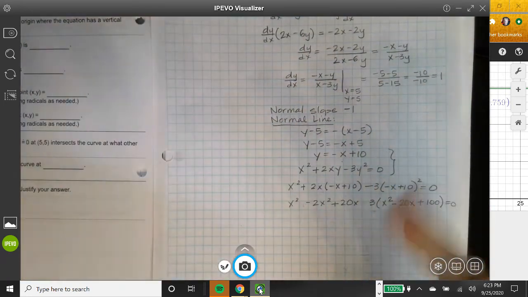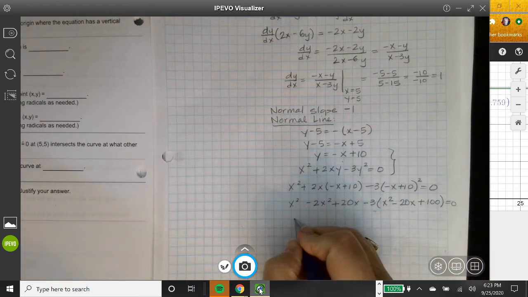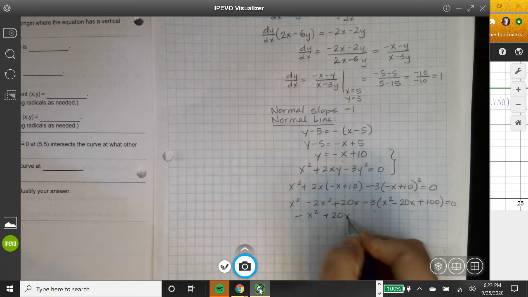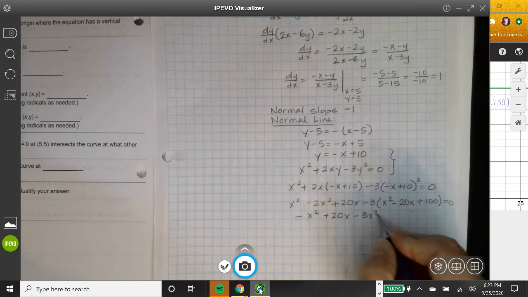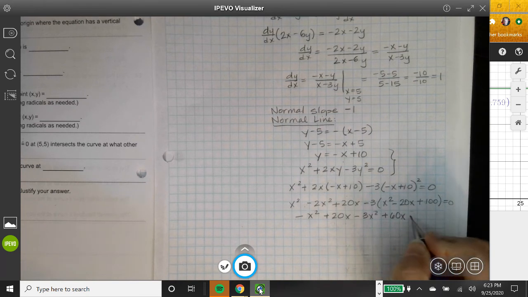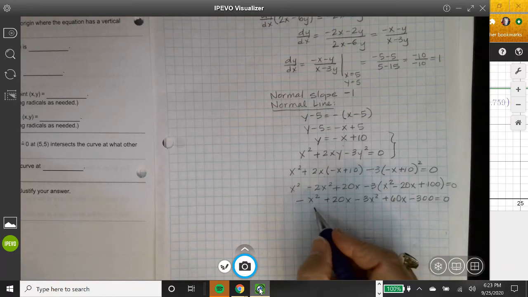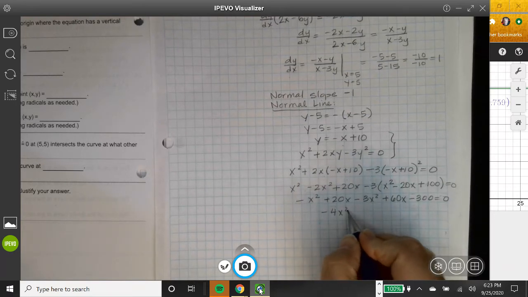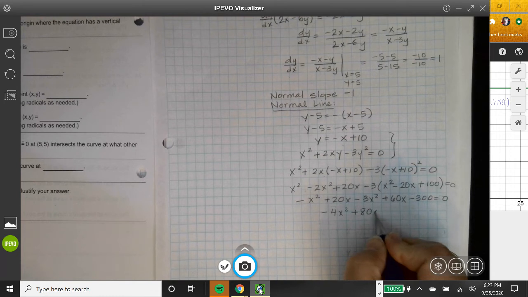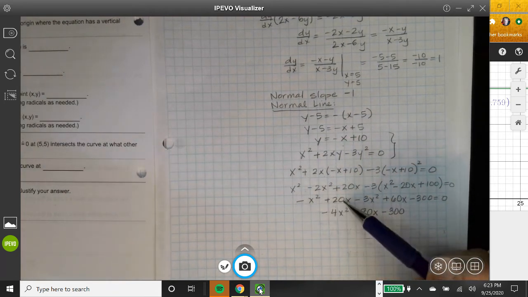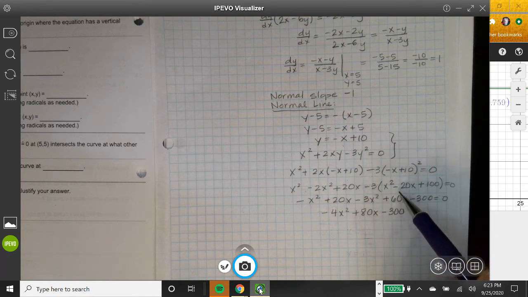Helps if I have a negative sign here. Okay, so this is going to be negative x squared plus 20x minus 3x squared plus 60x minus 300 equals 0. So that's negative 4x squared plus 80x minus 300. Let's just triple check this. This is negative x squared plus 20x, negative 3x squared minus 20x times 3, which is plus 60x minus 300 equals 0.